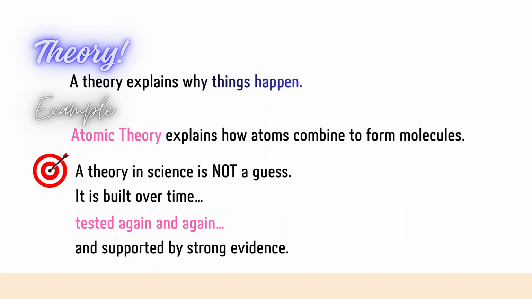A theory goes a step beyond a law. While laws describe what happens, theories explain why it happens. For example, atomic theory explains how atoms combine to form molecules. A theory is not a guess, as evidence is the premise.